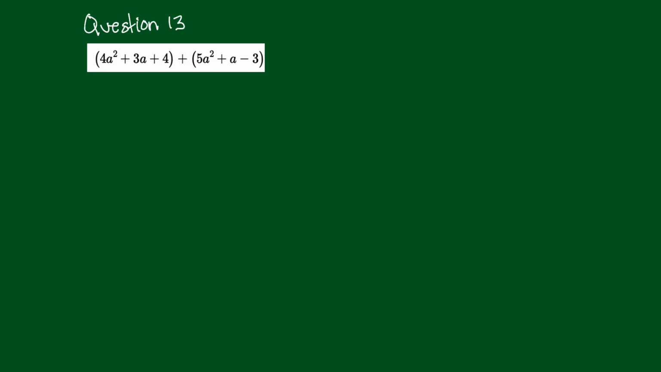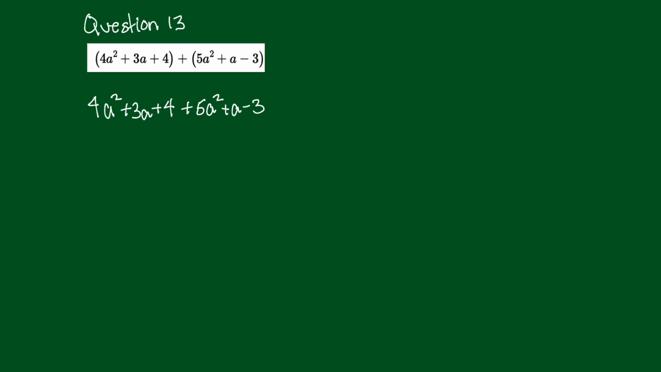Well, now here in 13, we have an addition, right? I have this trinomial adding to this trinomial. So let's just remove the parentheses. This parenthesis is preceded by a plus, by no sign at all, so I can just drop it. This set of parentheses is preceded by a plus sign, so I can just remove it. So let's just write what we have here without parentheses. 4a squared plus 3a plus 4, and then plus, removing the parentheses, 5a squared plus a minus 3.